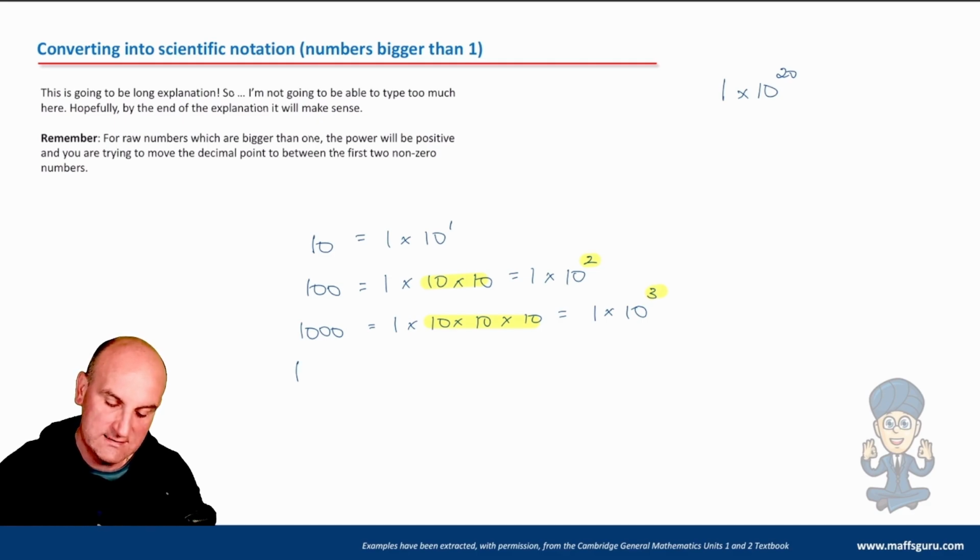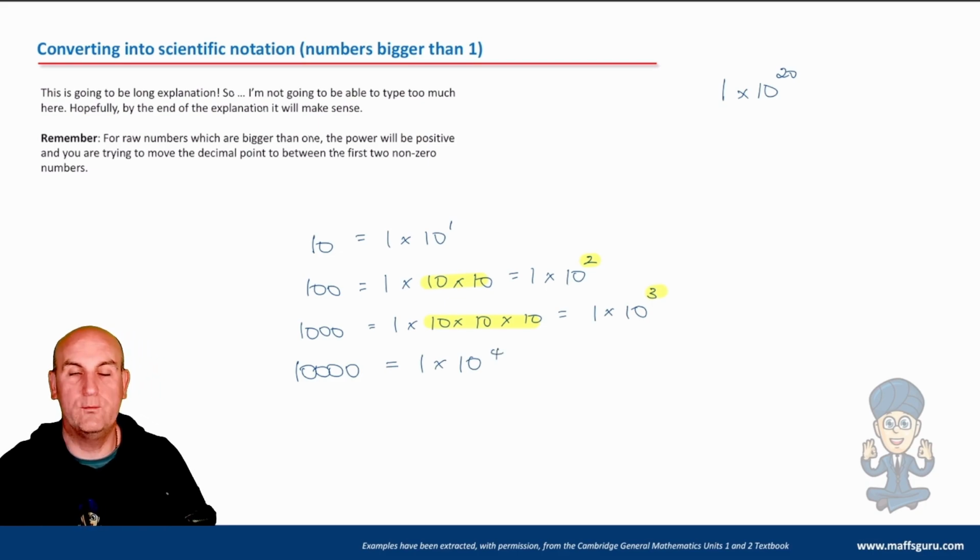So if we had 10,000, I can write that as 1 times 10 to the 4. All right, and again, we keep going on. So that's what this means. A calculator is writing really long things into small.